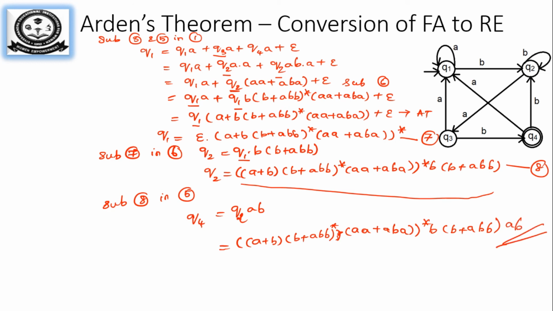If you are able to reduce it, you reduce it. Otherwise, you can just keep it as it is. Now this is the regular expression for the given finite automata.